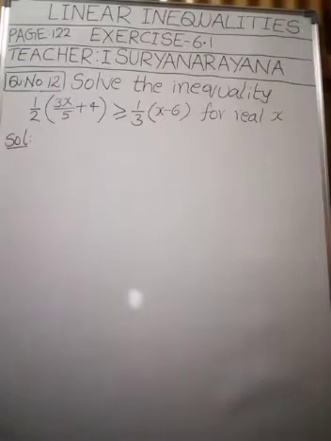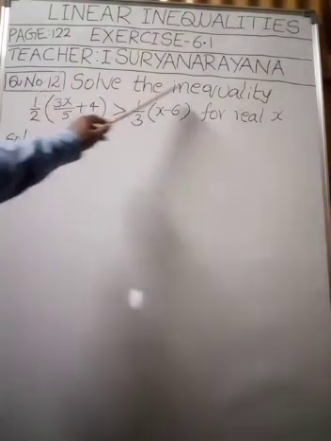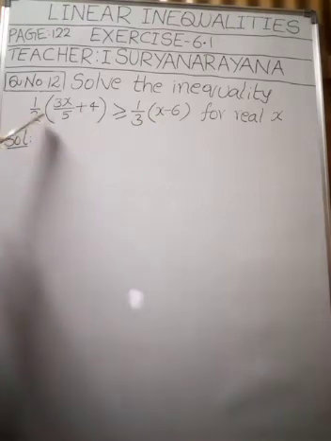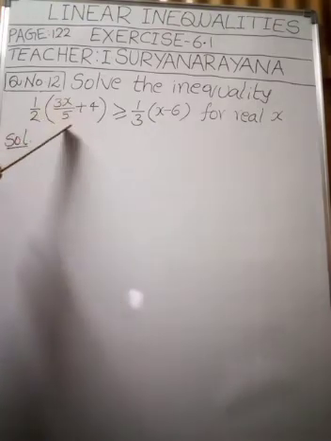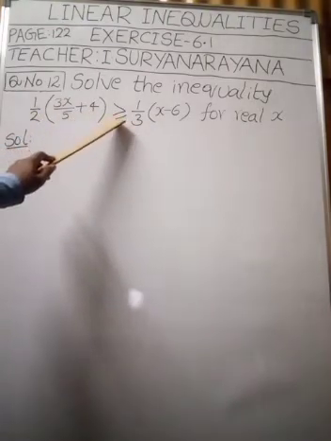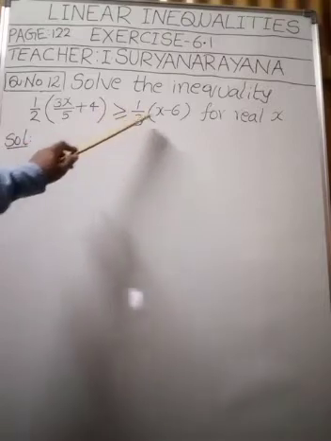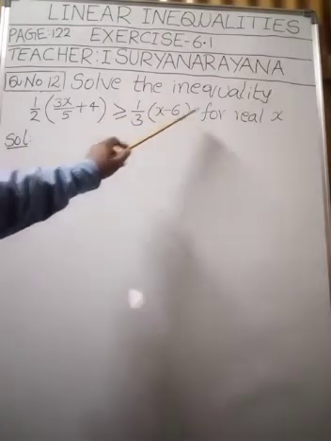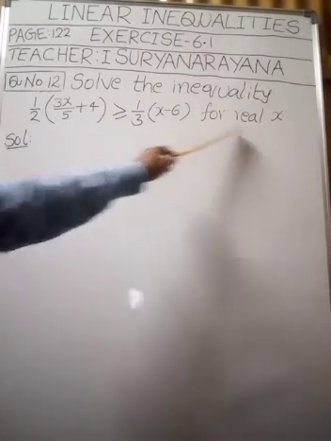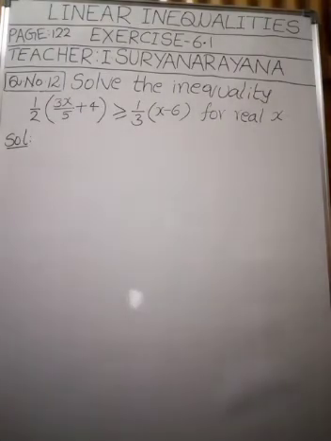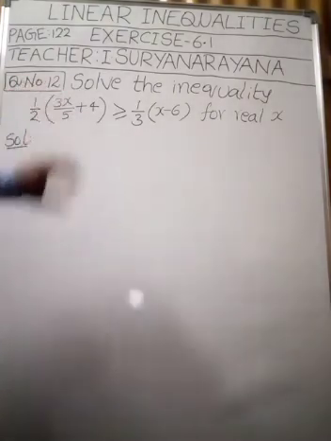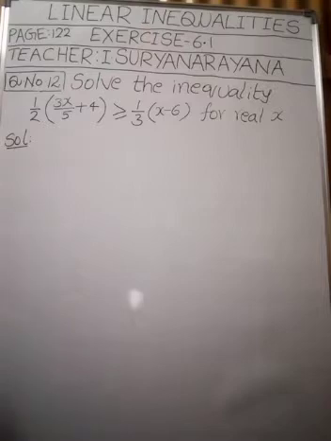Right. Now come to the next question, my dear children. Question number 12. Solve the inequality 1 by 2 of (3x by 5 plus 4) is greater than or equal to 1 by 3 into (x minus 6) for real x. Understood, my dear children? You have to solve this inequality for real x. Let us write the given solution.